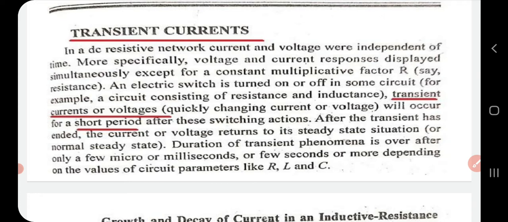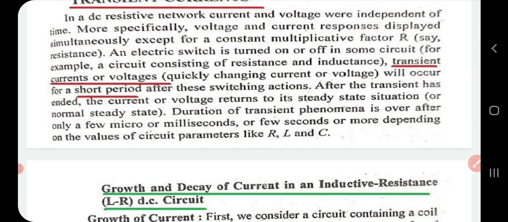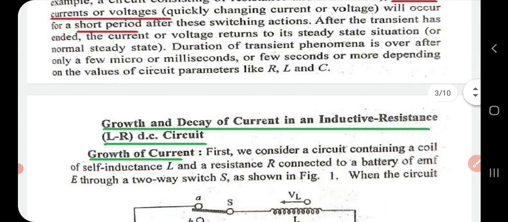Okay, so here you have to study one definition. What are transient currents? Transient currents are nothing but currents that exist only for a short period of time. Then you can write this example also. And the duration, that is how long this transient current exists, will mainly depend upon the values of various parameters in the circuit, like resistance R, inductance L, capacitance C, etc. Usually the duration of transient current is of the order of microsecond or millisecond.